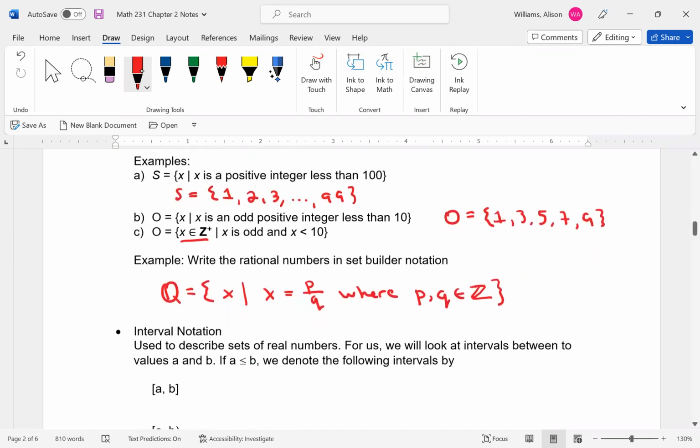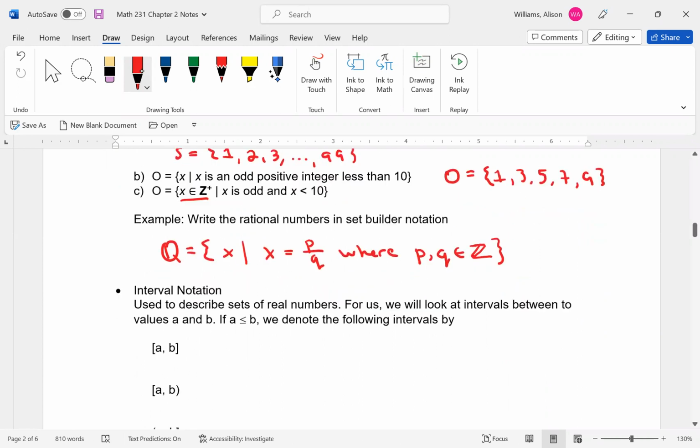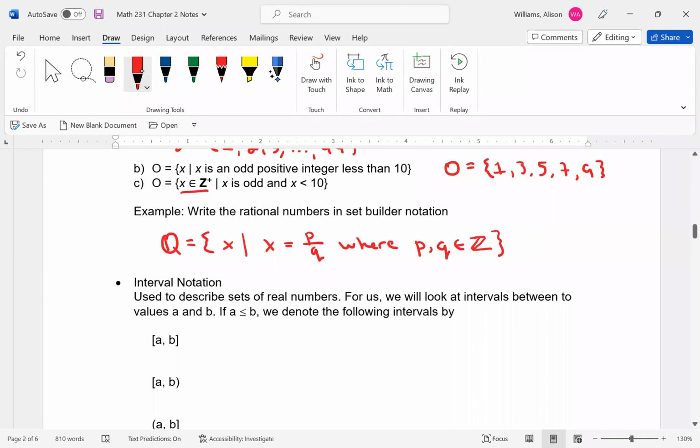Interval notation. Interval notation is kind of a throwback to notations you probably saw in algebra, the best way to describe sets. In fact, you maybe even saw it in trig. If you've taken trig, it's got quite a few applications. It's used to describe a set of real numbers. We'll look at intervals from values A to B. If A happens to be less than or equal to B, then we can denote these intervals by these indicators. And I'm going to write these in set builder notation so we understand what that means.